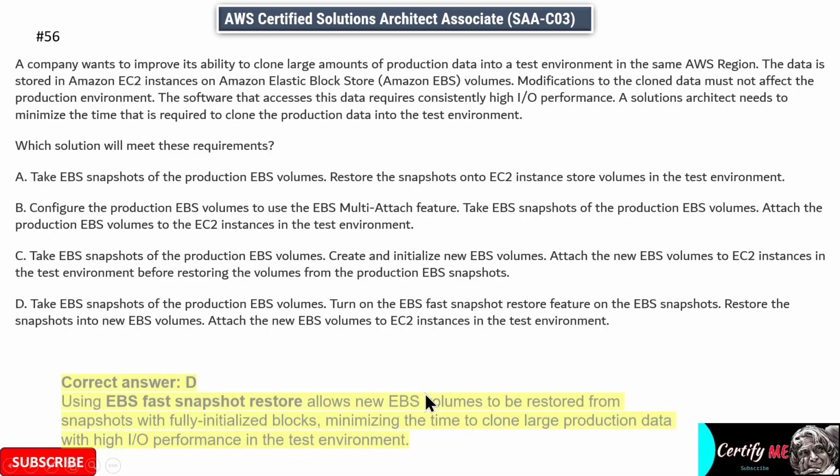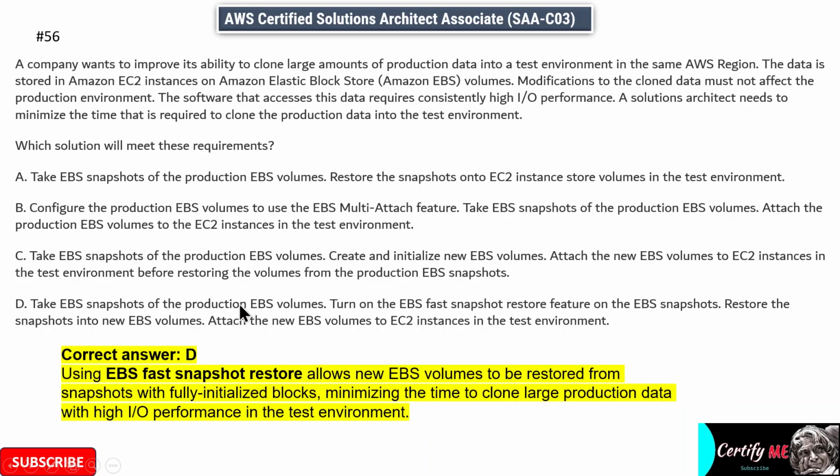The correct answer is option D. Take EBS snapshots of the production EBS volumes. Turn on the EBS fast snapshot restore feature on the EBS snapshots. Restore the snapshots into new EBS volumes. Attach the new EBS volumes to EC2 instances in the test environment. Using EBS fast snapshot restore allows new EBS volumes to be restored from snapshots with fully initialized blocks, minimizing the time to clone large production data with high input and output performance in the test environment.